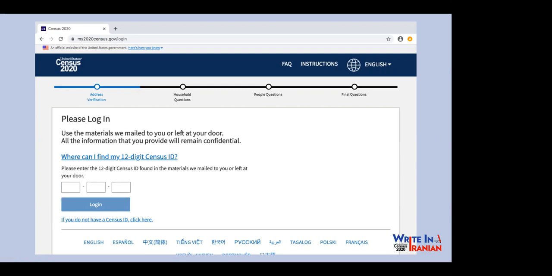Now, a lot of our community members have already contacted us and asked us, what do we do if we don't have that letter? Maybe they got it and they threw it out. They thought it's junk mail. It's no problem at all. If you look at the screen here, it says if you do not have a census ID, click here. So this is where you would click if you don't have a census ID.